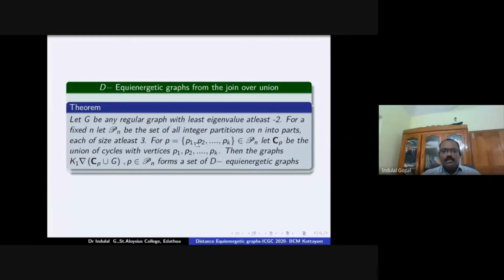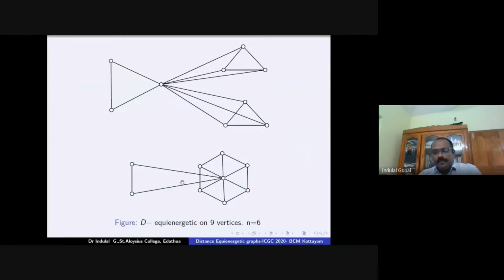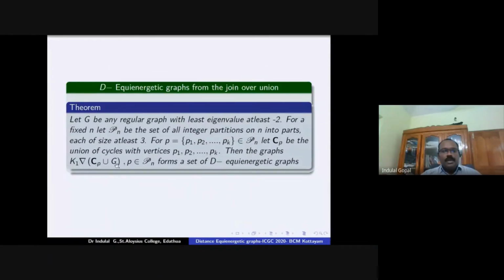Then for a partition P equal to P1, P2, etc., Pk belonging to script Pn, let CP be the union of cycles with vertices P1, P2, etc., Pk. Then the graphs K1 join CP union G form a set of distance equi-energetic graphs. So for a fixed G, K1 join CP union G forms a set of distance equi-energetic graphs where the adjacency eigenvalues of this CP will change, so that the resulting graphs are all non-cospectral, but they have the same energy.